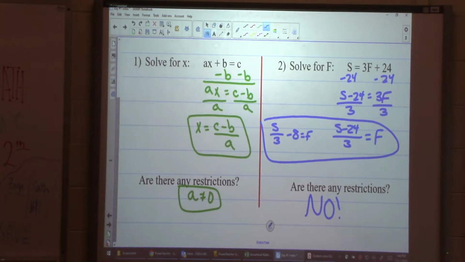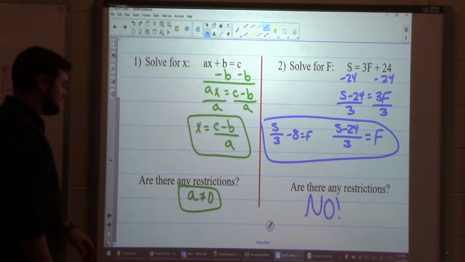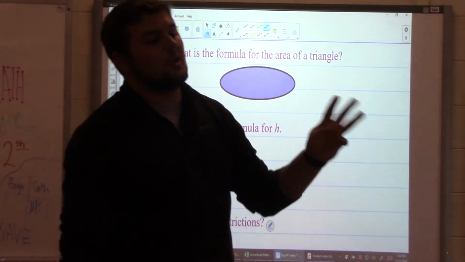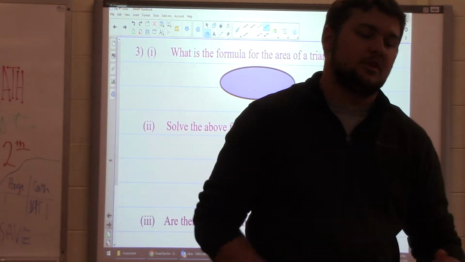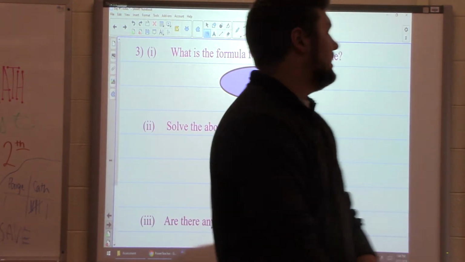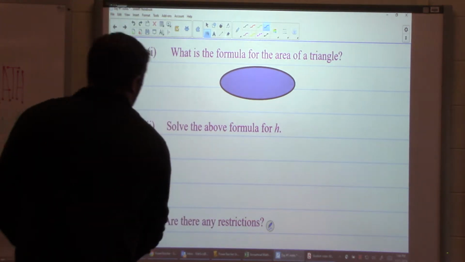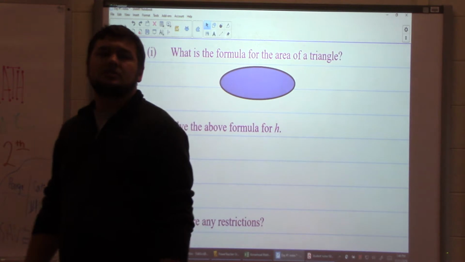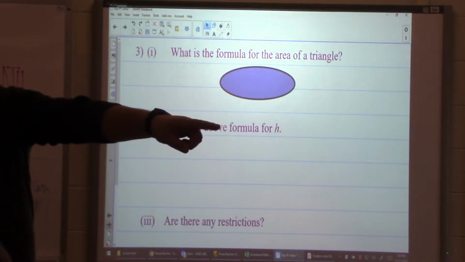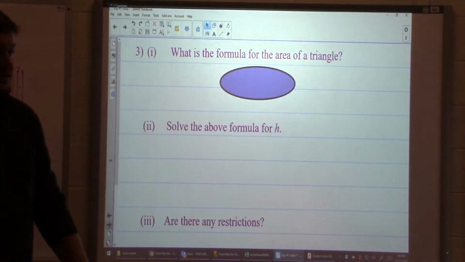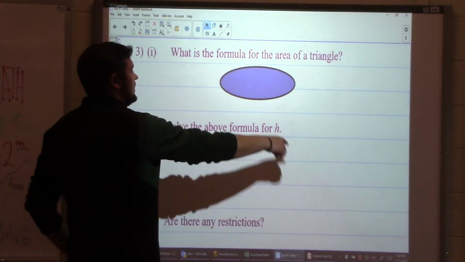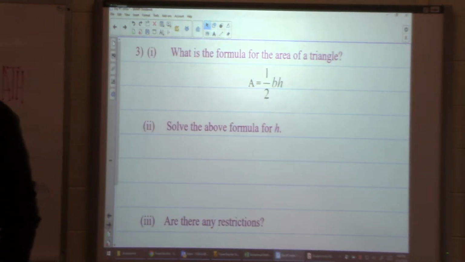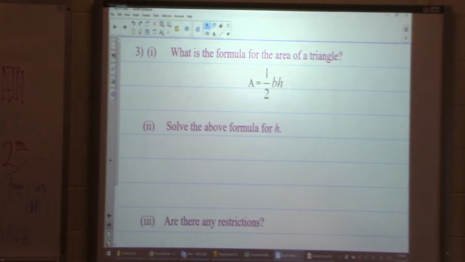Okay. Let's try with some formulas. Like I said, the next 4 that we do are going to be formulas. They won't all be like that on the homework. They'll just be normal equations given to you. Alright, what is the formula for an area of a triangle? Base times height divided by 2. Area of a triangle is base times height divided by 2.